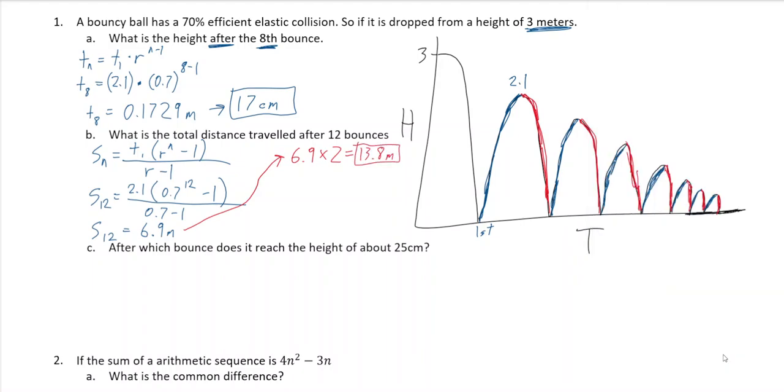The up and the down. Is that our final answer? No, it's close, but not quite, because we have not included this part. And hopefully you can see based off my drawing of a graph here that we need to include that part. So we're going to take that number and add 3 meters to it. So we're going to have 16.8 meters.